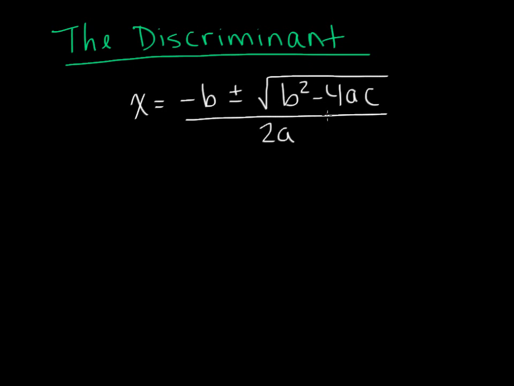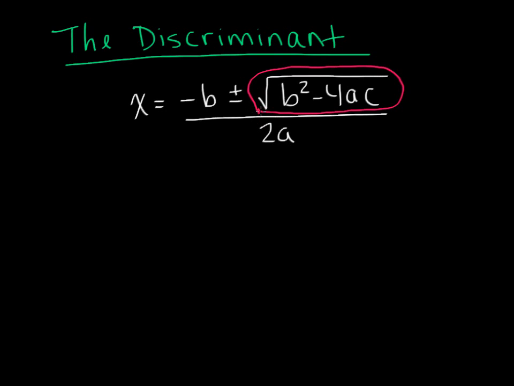Now, the discriminant is something that is very closely related to the quadratic formula because we want to examine the quadratic formula closely to figure out how many solutions the quadratic formula will provide for a particular quadratic equation. And really, it's this part that we want to look at, the square root of b squared minus 4ac. Because this is the part that will tell us how many solutions that quadratic equation has.